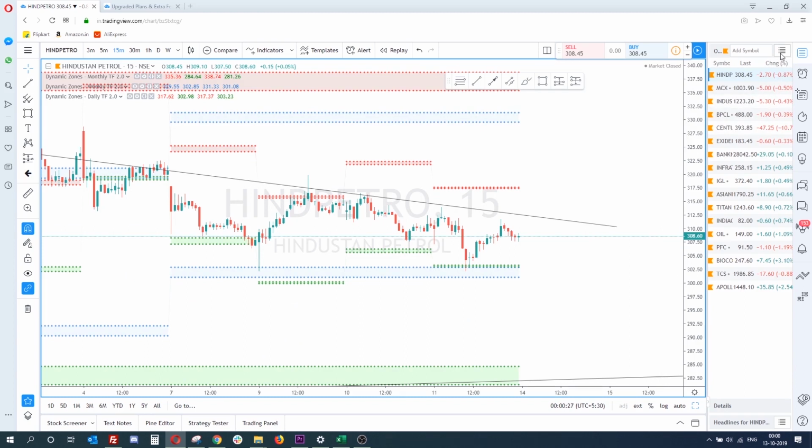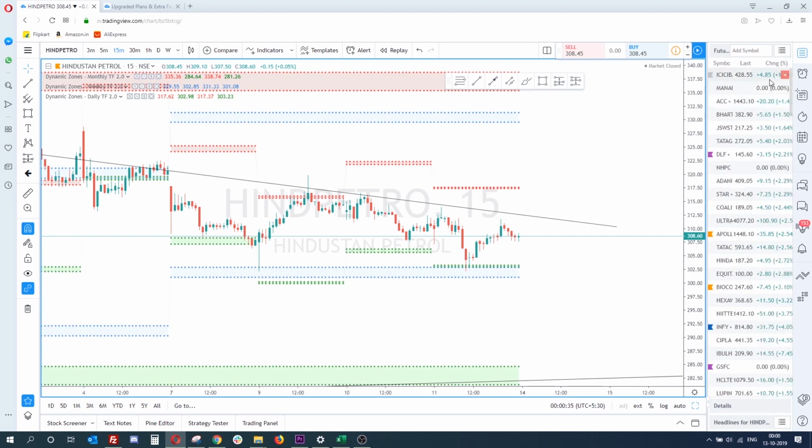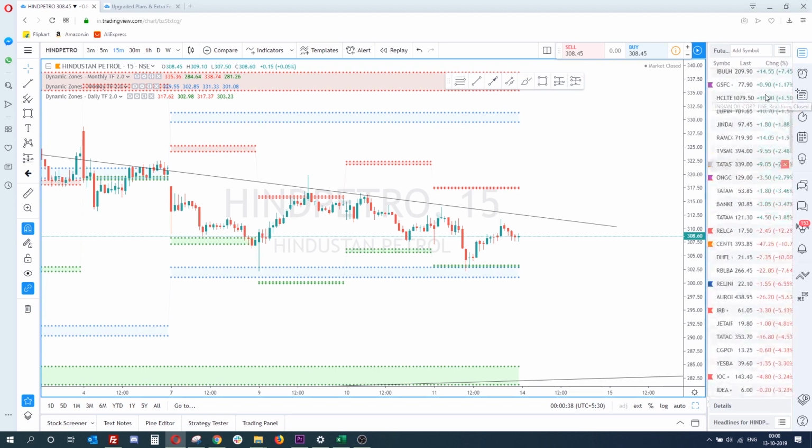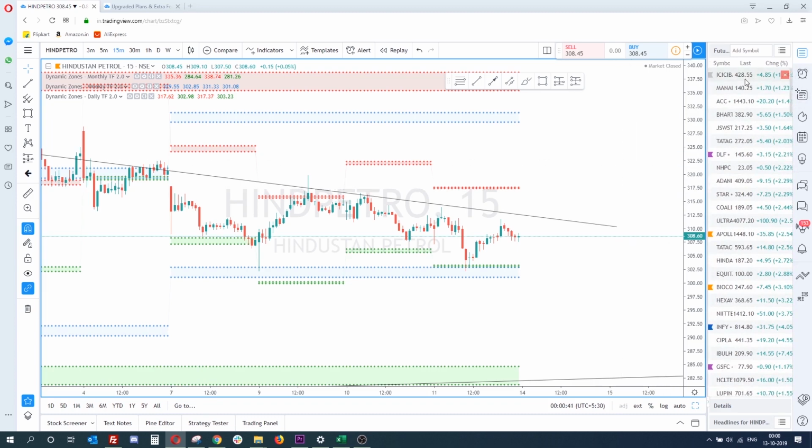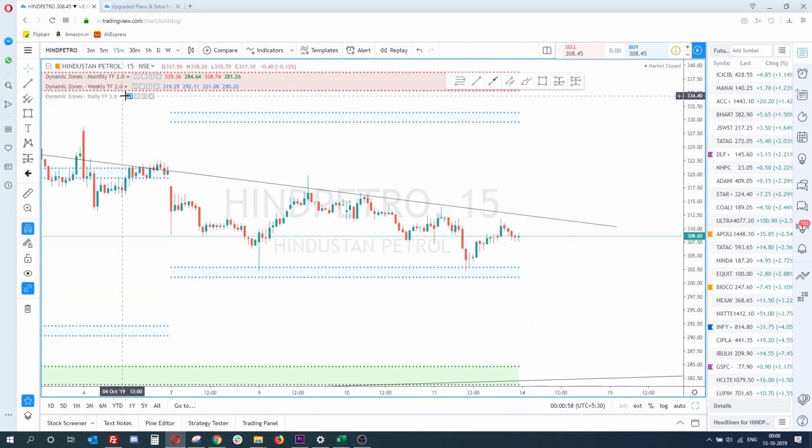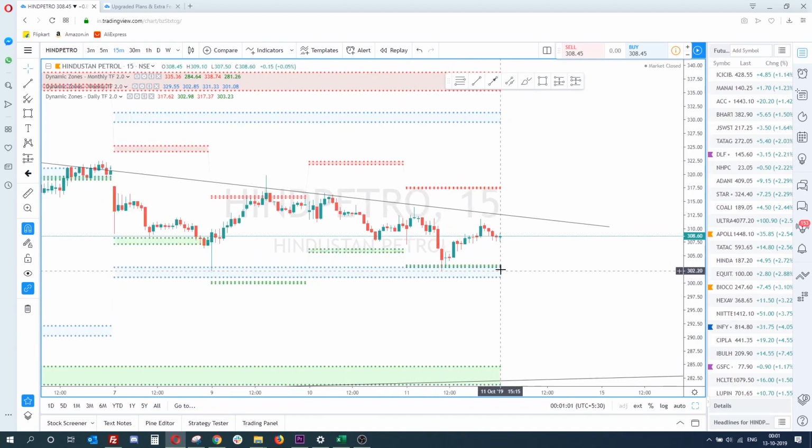Coming to the strategy, at 9:15 you must take our futures stocks, which consist of around 200 stocks. You must go through all the stocks and see if there is any overlapping of two or three zones. What I mean by that is, if you see Hindustan Petrol, this is the weekly zone, right? And when I turn on the daily zone, the weekly zone is overlapping with the daily zone, which means that it is a very strong area of demand.